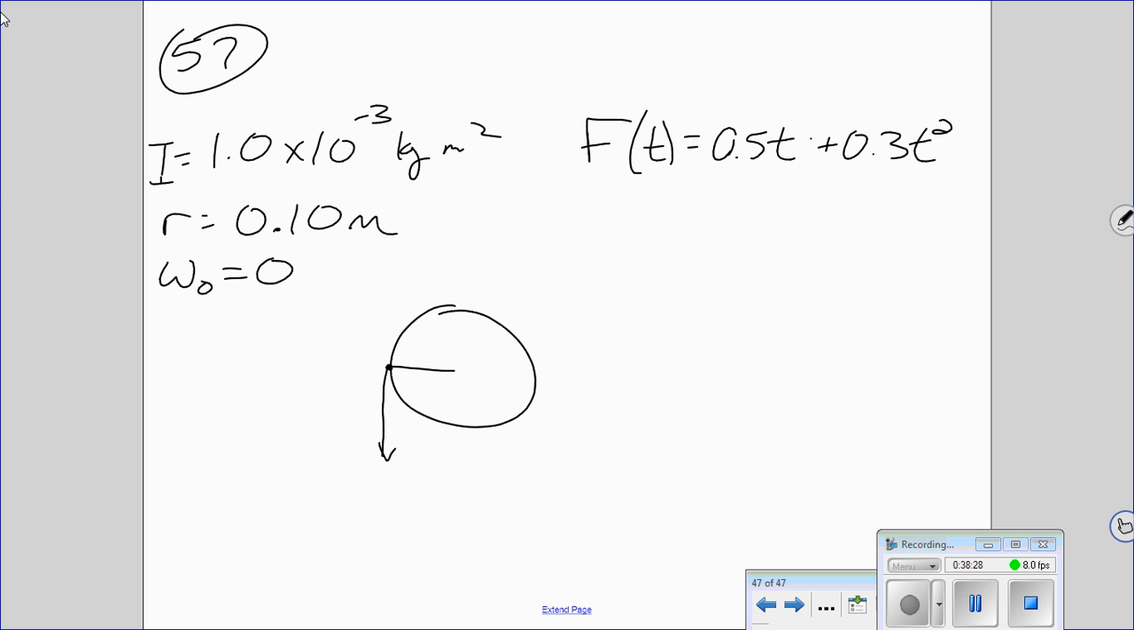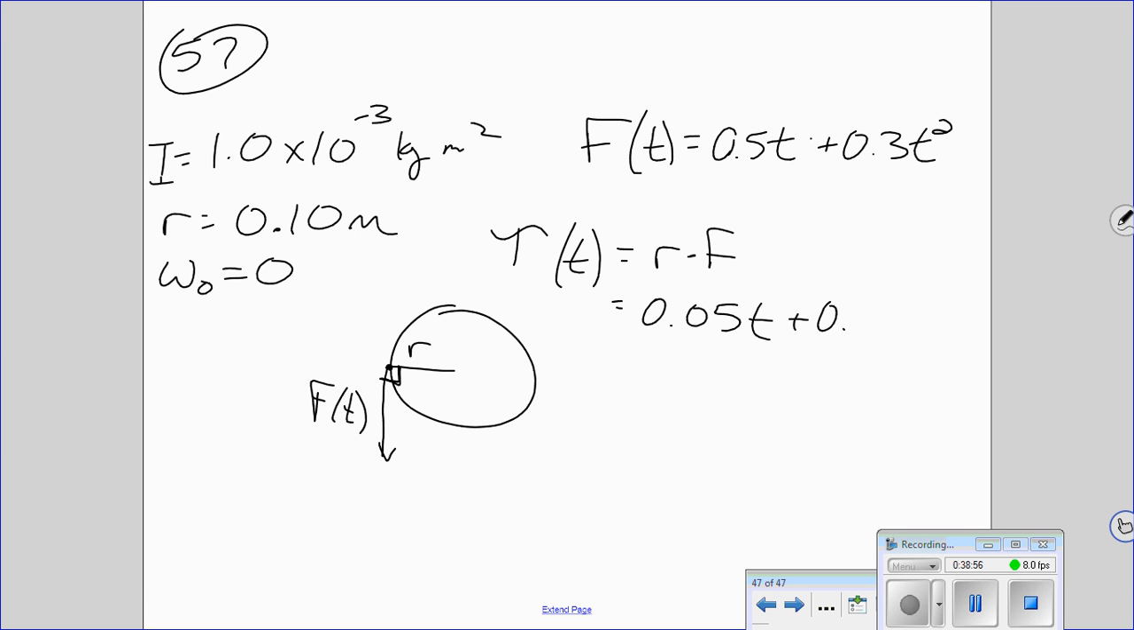Find the torque? Oh, that makes sense. I should be able to. I know that here's my force at time t, and I know it's applied at the outer edge. So my torque as a function of t ought to be that times r, right? Just r times F. And notice this angle is 90 degrees, so I don't even need to worry about my angle. So that's going to give me this times 0.1. So that's 0.05 t plus 0.03 t squared, right? I don't think this is how I solved it, but this will totally work.